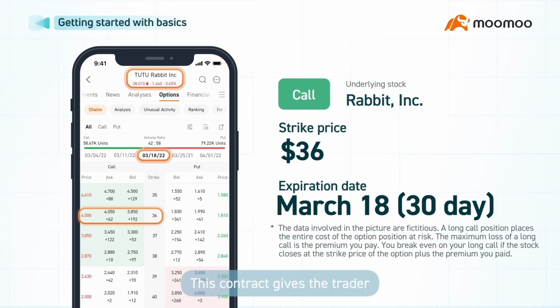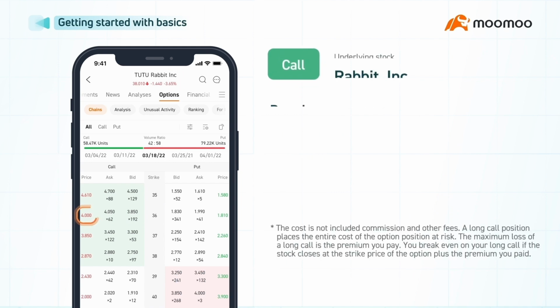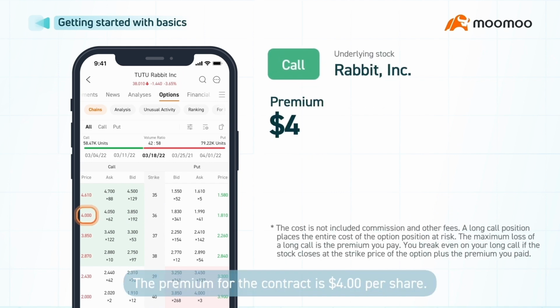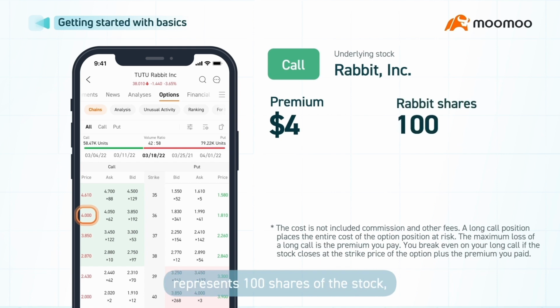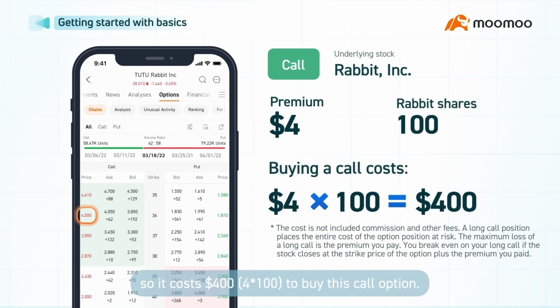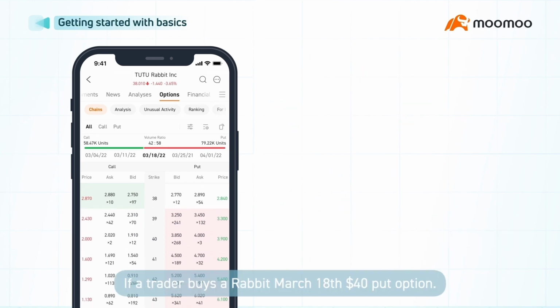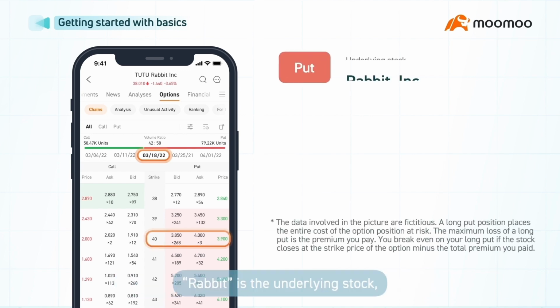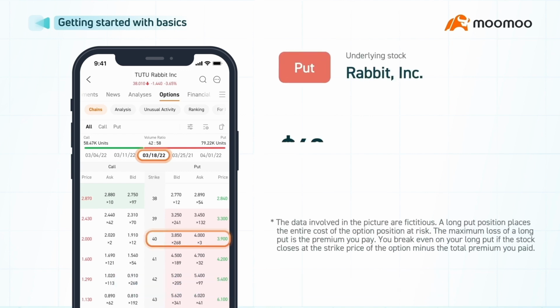This contract gives the trader the right to buy shares of Rabbit stock at $36 on or before March 18th. The premium for the contract is $4 per share. In this example, let's assume each option represents 100 shares of the stock, so it costs $400 to buy this call option.